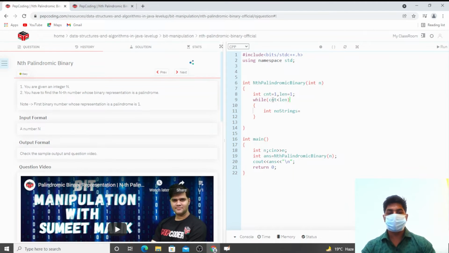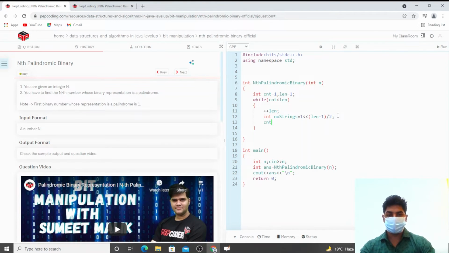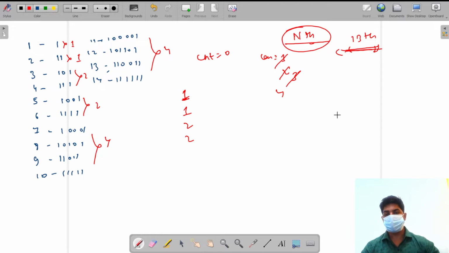equals 0. For that we need a formula over here also. Let me write the formula for now. I am going to explain how I got this formula: 1 left shift of (length minus 1) divided by 2, plus length, and count plus equals number of strings.